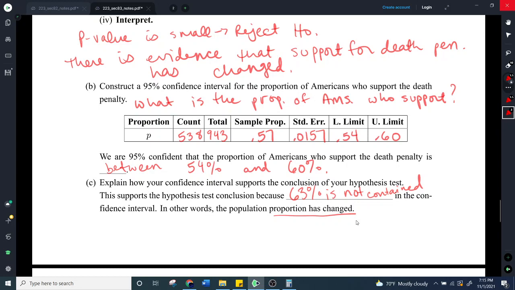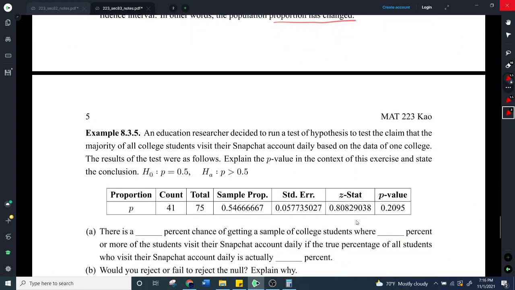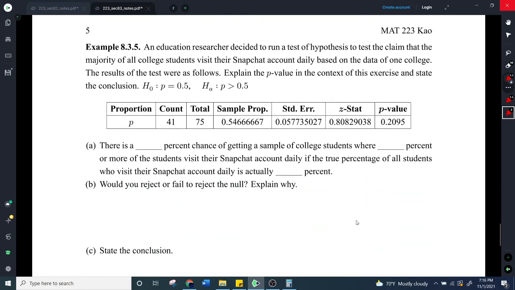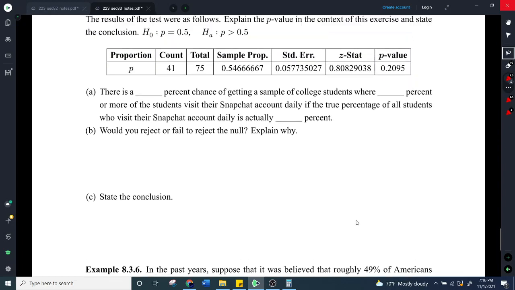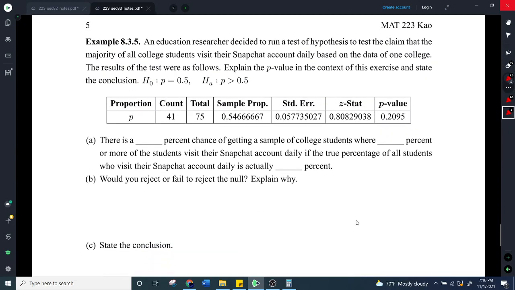Now it's lower, but the main thing is that it did not capture that 63%, and that's what we were interested in comparing it to. So whatever you get when you do your project, that's something to remember. Whatever you get for your hypothesis test results, it better support whatever you got for your confidence interval and vice versa. Those two things should be complementary. They should go hand in hand. They should support each other, okay?